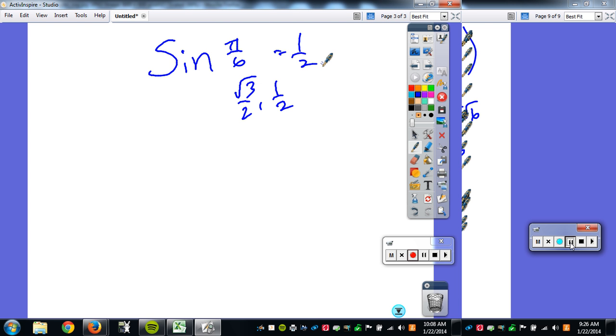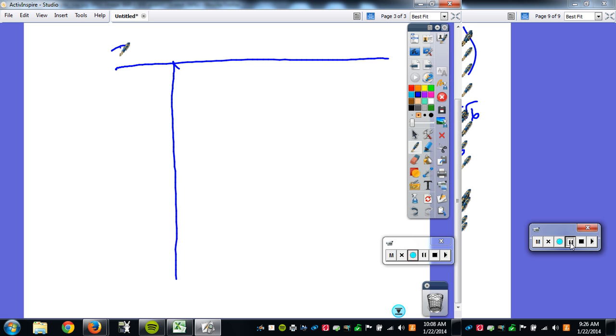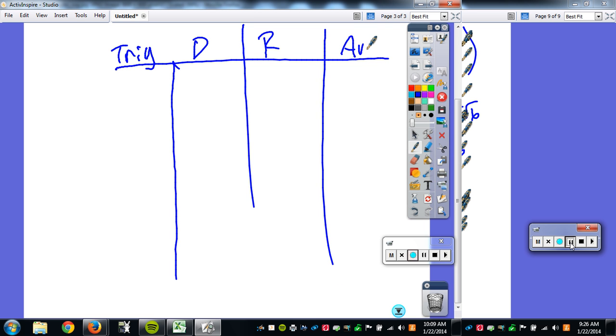So, onward and upward. What they're going to ask you to do is something like this. They're going to give you a trig function. This is their trig function they're going to give you. This is your degree. This is your radian. And then this is your answer basically. So they're going to give you a chart like this, okay? So for example, they would say sine, we just did this one. We could do another one. What's another angle you guys want? Let's do 5 pi over 6. How about that?